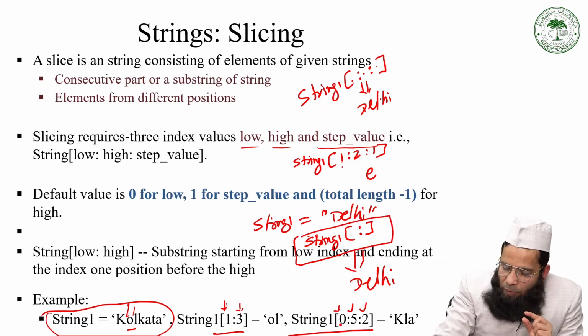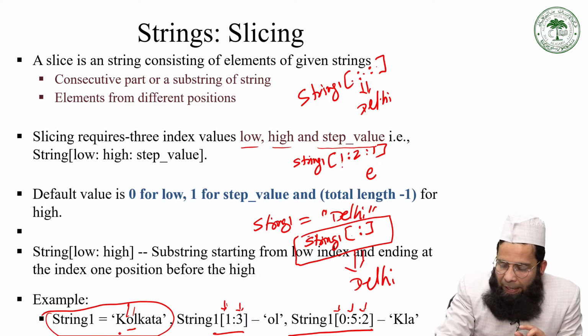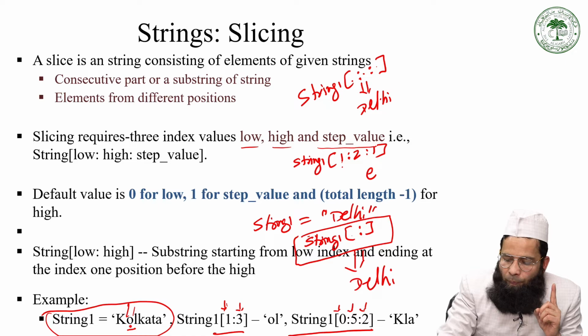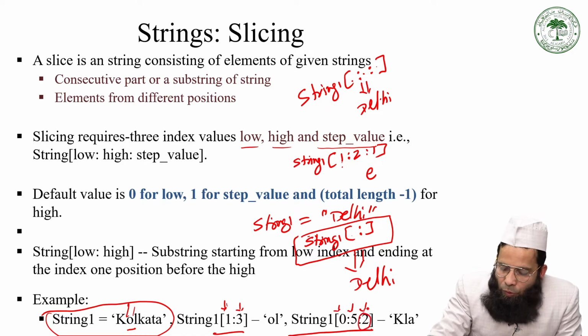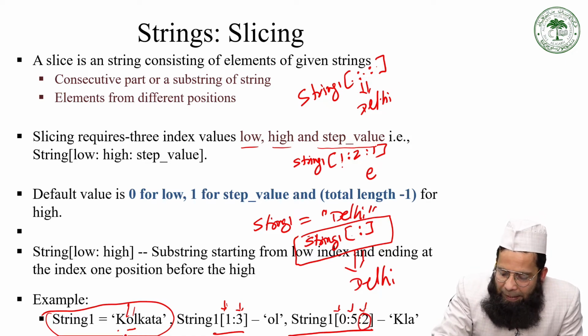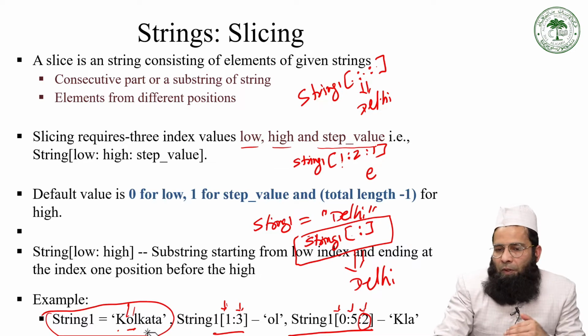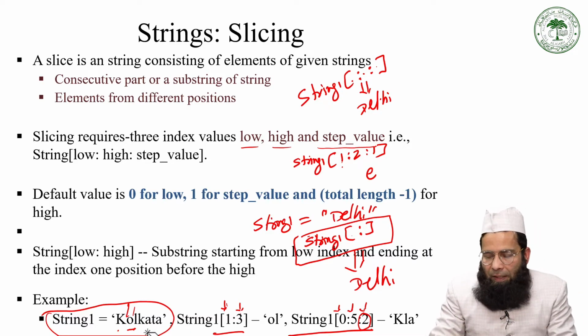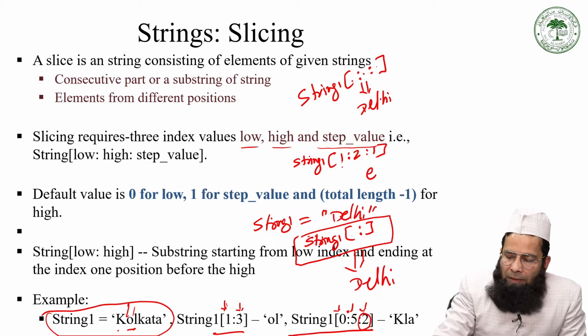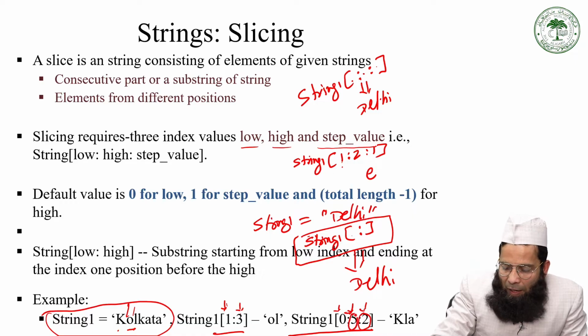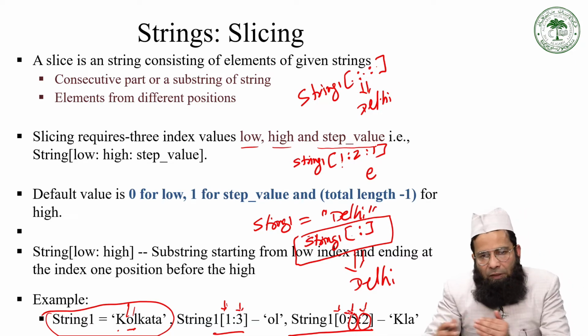So it will start from 0th index, which means K, and it will go to 4. But the step value is 2. So it will give us K, then L, then A only. So it would jump 2 characters actually, since the step value is 2. And the high value is always this value minus 1.